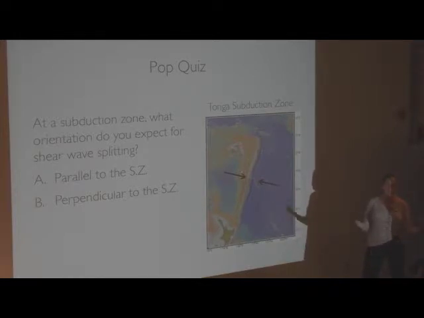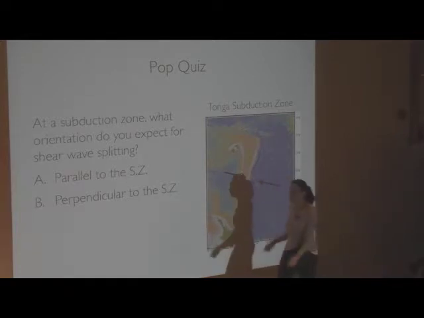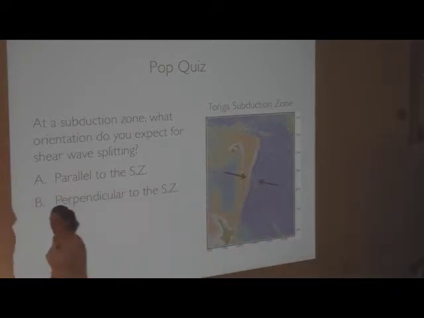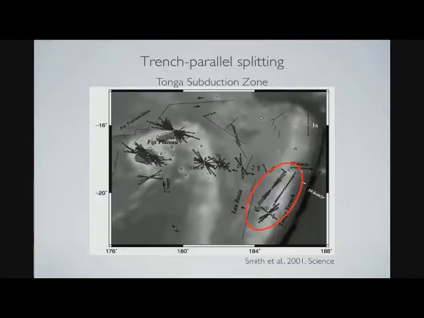So the expectation, since the plate motion is going towards each other, is that the answer would be B, right? And as many of you in the room know, the actual observation is that we see this trench-parallel direction. So this is the observation. This is the Tonga trench over here. This is a figure from Smith et al., 2001, which Doug is a co-author on, so you can ask him questions about it. But the main observation I want to highlight is this trench-parallel splitting that was observed.